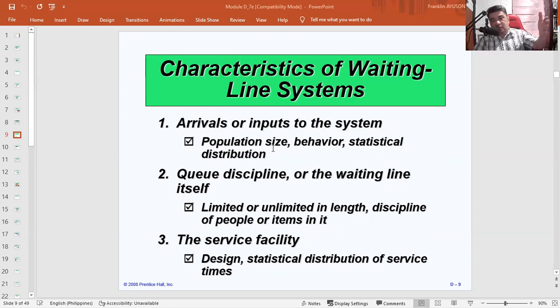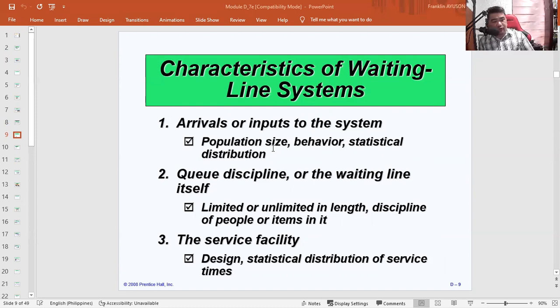So again, the queuing discipline, kung paano natin sila papilahin, ano yung waiting line itself, ilan yung tao na mag-handle doon, ilan yung discipline of people that would be available in the queuing line.